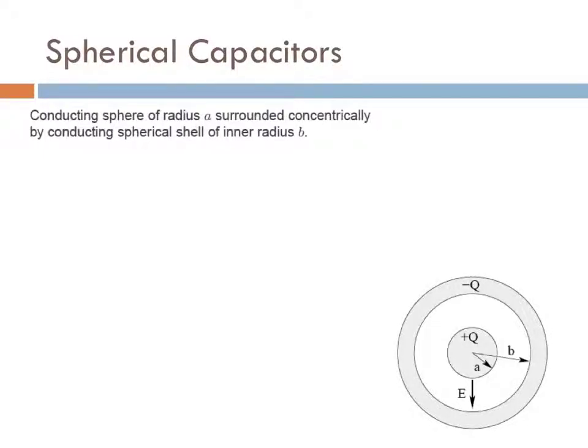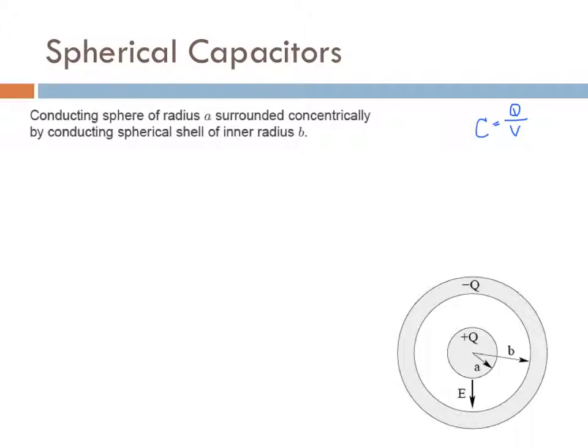So what we're trying to do here is find the capacitance of a spherical capacitor. Here we have a conducting sphere of radius a surrounded concentrically by a conducting spherical shell of inner radius b. First, we want to get it into this equation. We want to solve for the capacitance by knowing the charge and the potential.